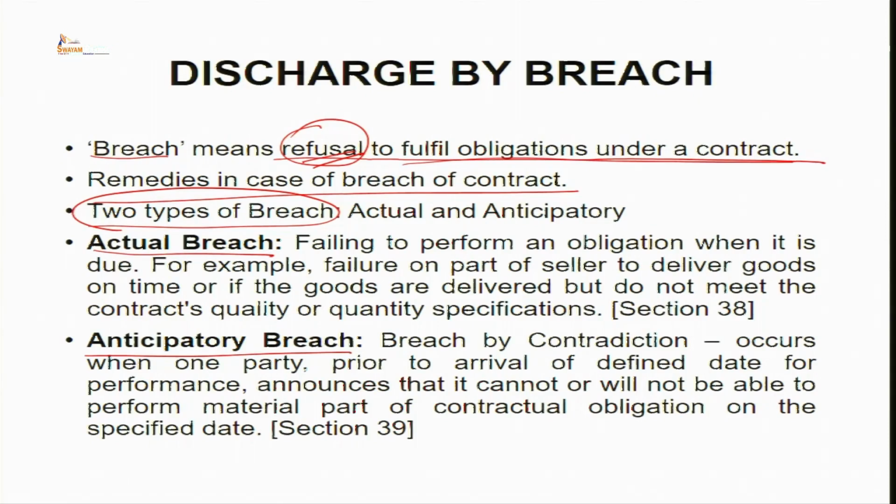Now when we say actual breach, we mean failing to perform an obligation when it is due. That means if today is the designated day when I am supposed to deliver the goods at the place which you have informed me of, and on the due date I refuse to make that delivery and refuse to fulfill my obligations under the contract, this is what we refer to as actual breach. That is, on the due date you refuse to fulfill your obligation.